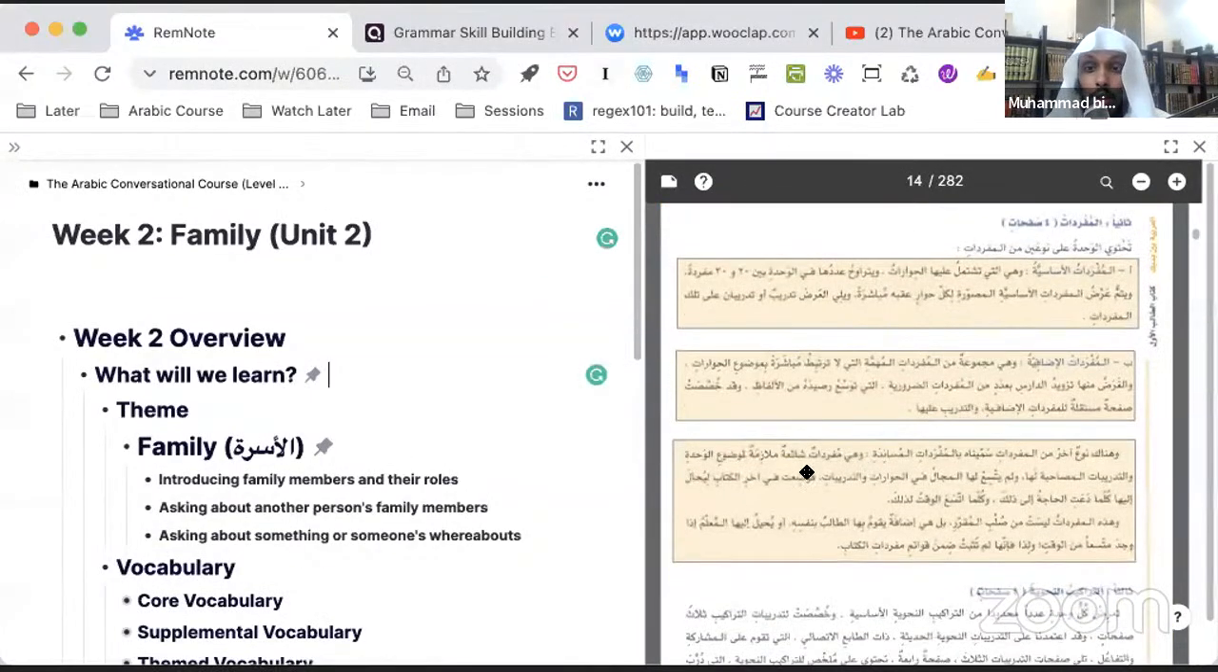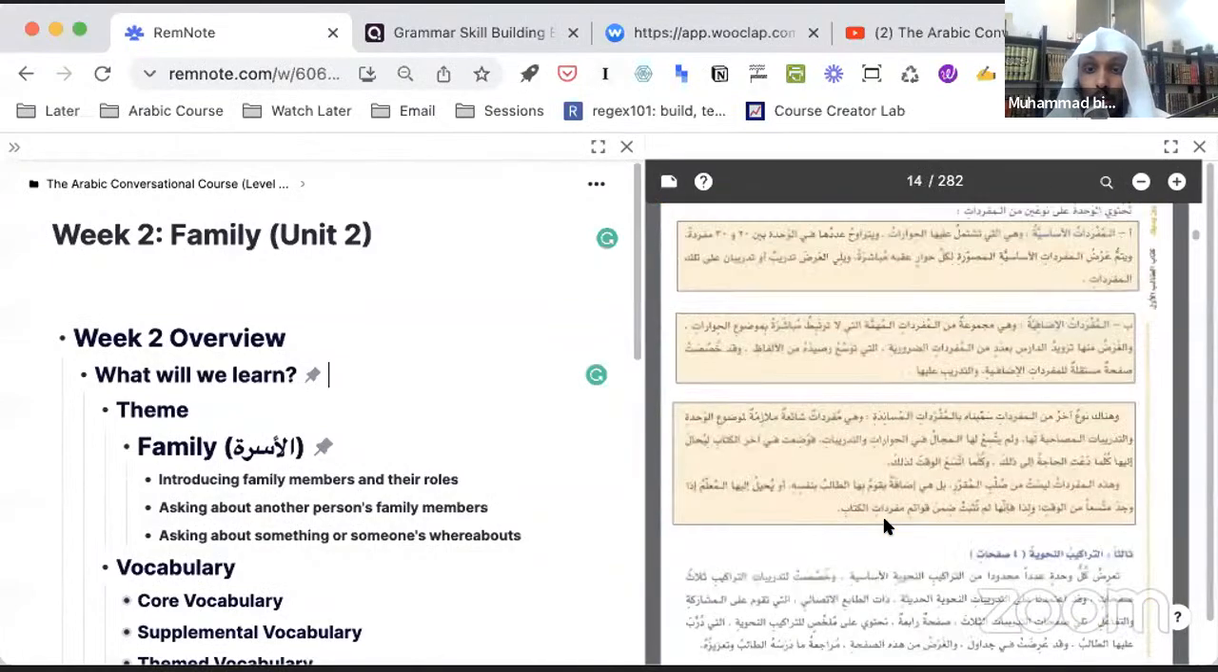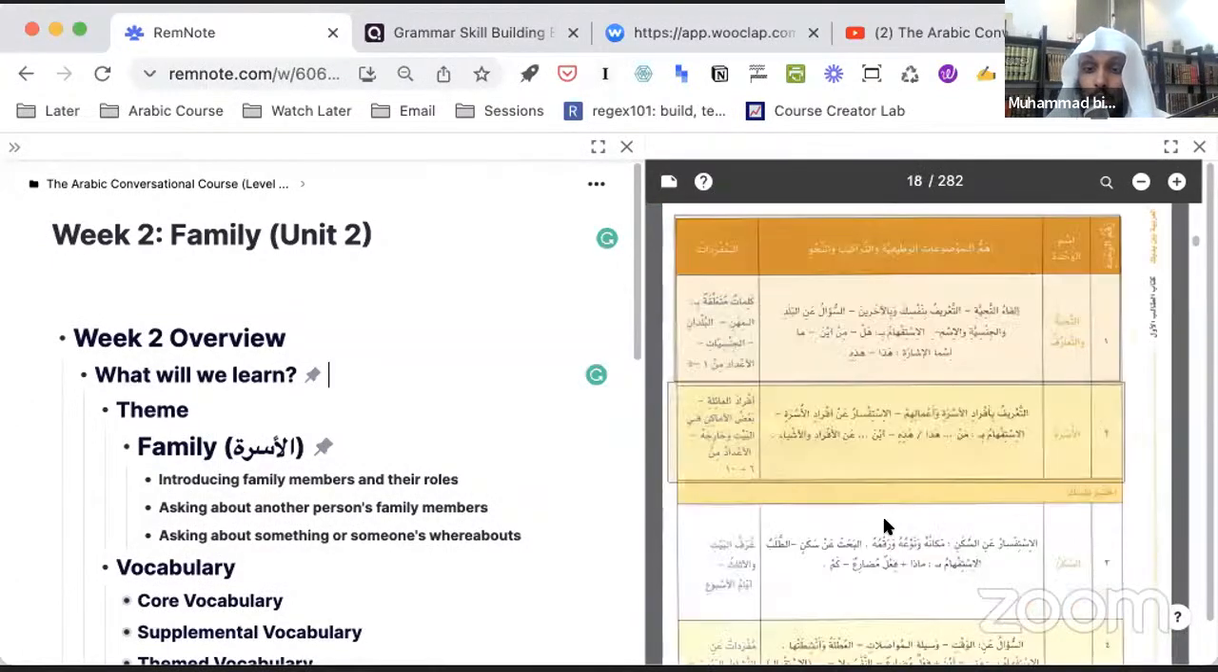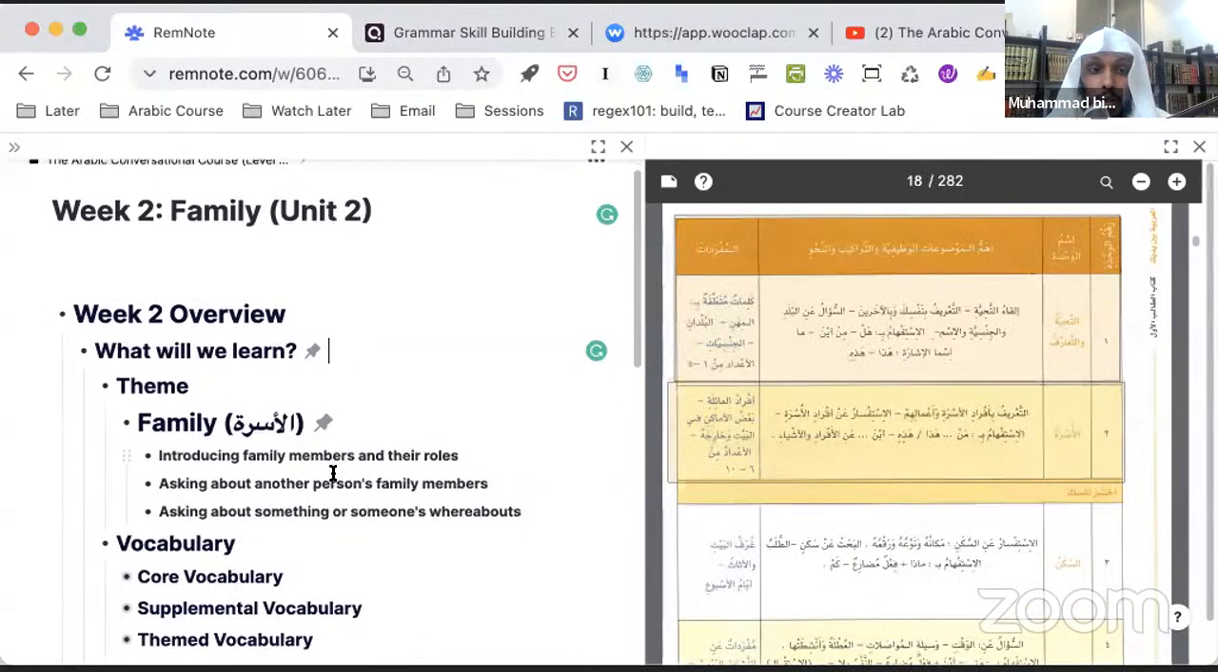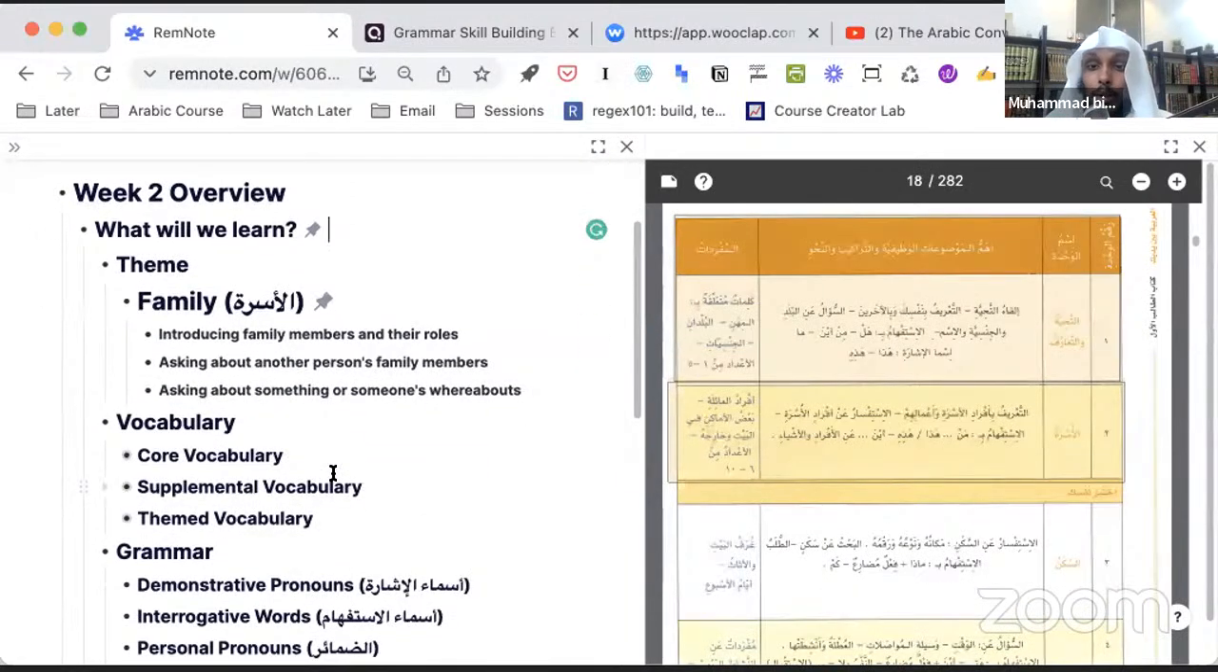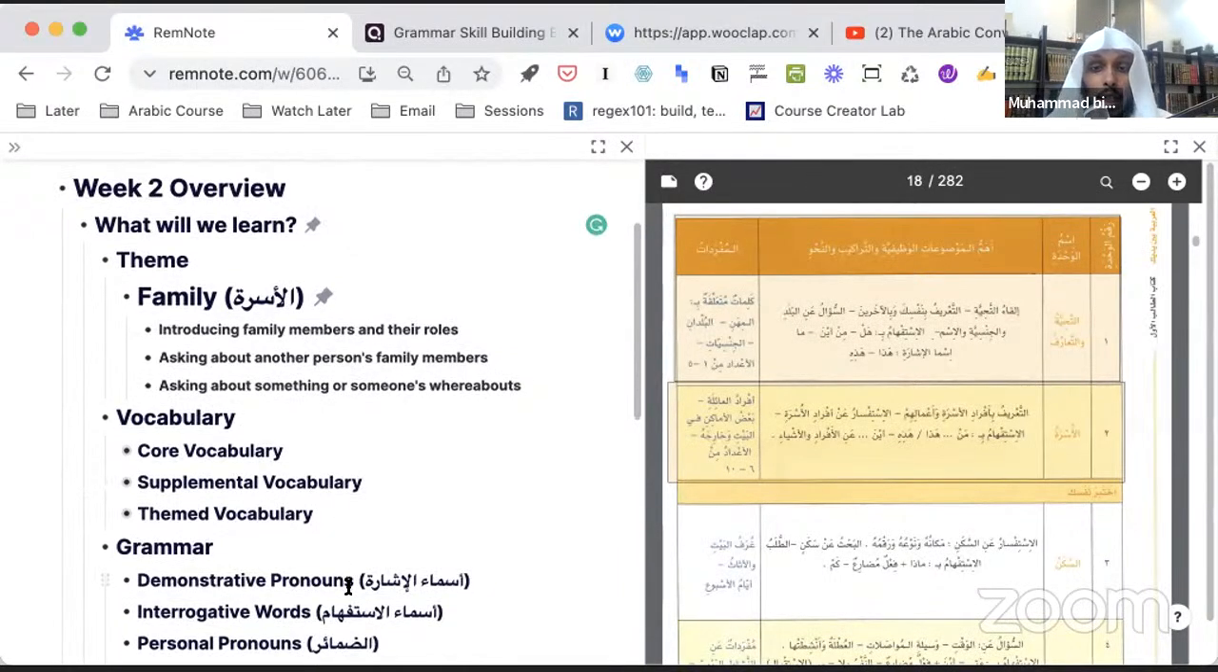Okay, so this unit, the unit for this week is called Al-Usra. Al-Usra in Arabic means family. And what we're going to learn about, inshallah ta'ala, is how to introduce family members and their roles, okay, or their occupations, if you like, as well, or the things they do at home. Also, how to ask about another person's family, okay? And also how to ask about something or someone's whereabouts. Okay, so that's the theme. Those are the things we're going to learn.